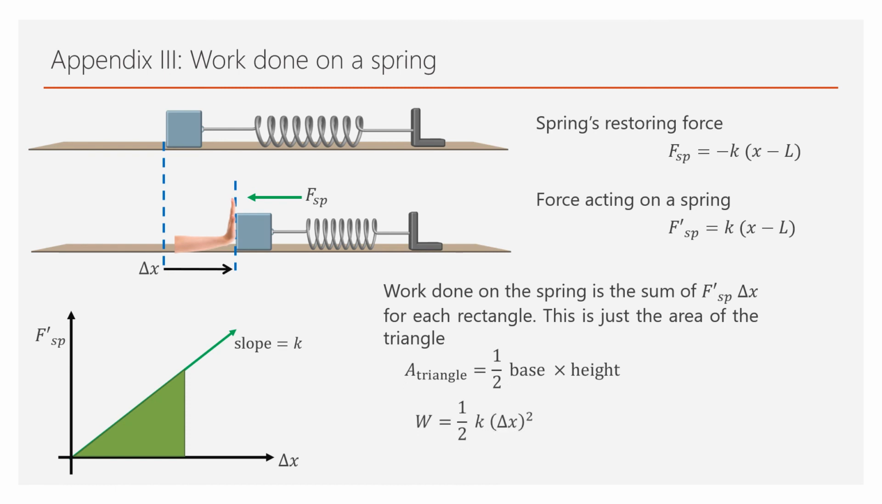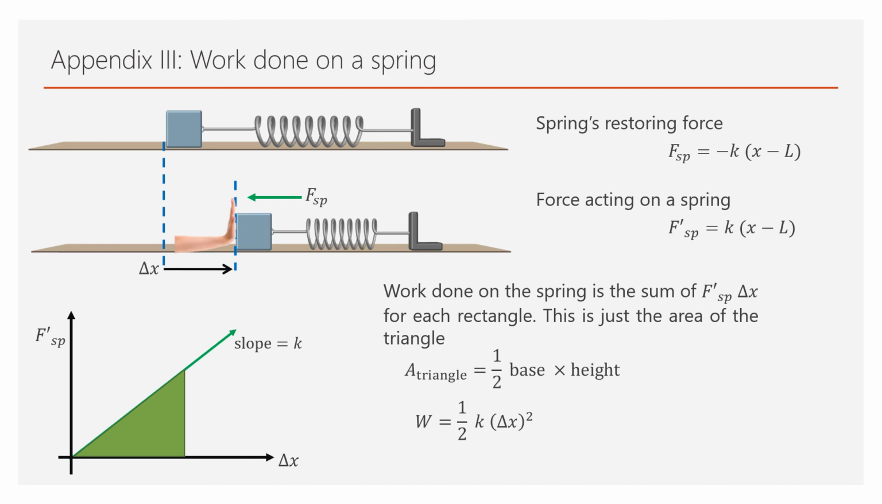The area of a triangle is 1/2 multiplied by the base of the triangle multiplied by the height of the triangle. The base here is just the total displacement, and the height is the maximum force on the spring, which is K delta X. Combining that, we get that the total work in order to compress a spring is 1/2 K delta X squared.